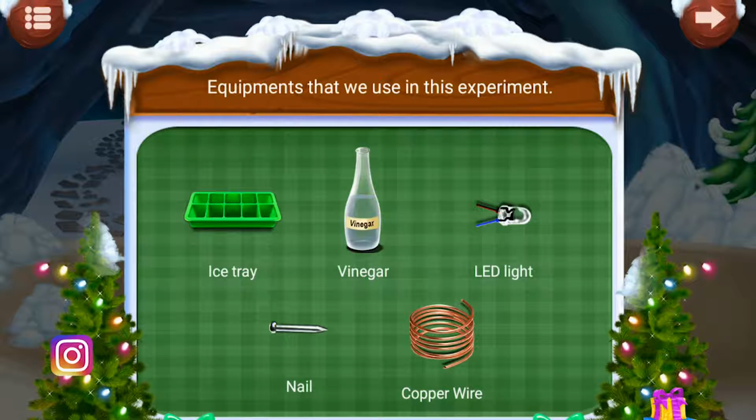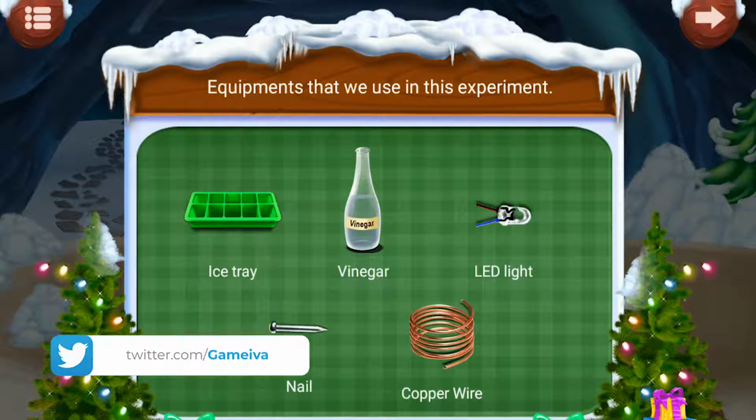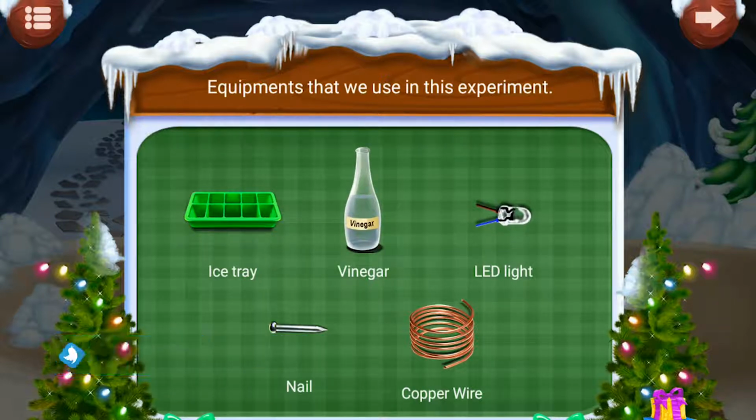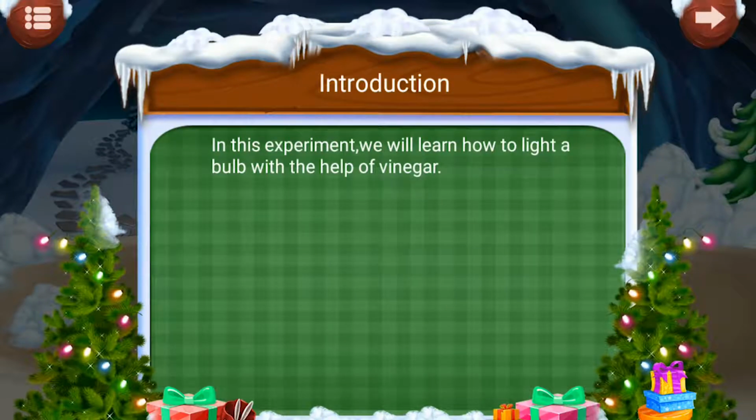Equipments that we use in this experiment: ice tray, vinegar, LED light, nail, a copper wire. Introduction. In this experiment, we will learn how to light a bulb with the help of vinegar.